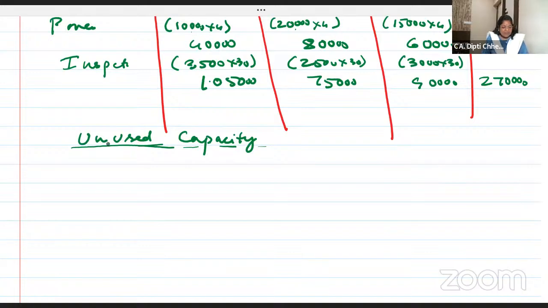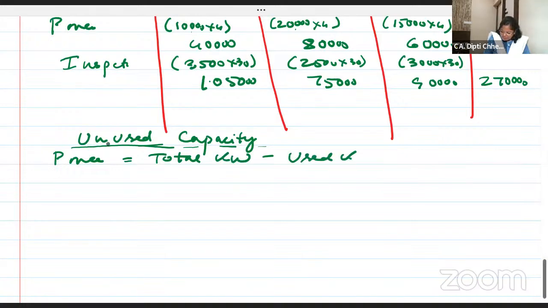Yeah. So unused capacity is given to you. First is power: total kilowatt minus used kilowatt. Total kilowatts available are 55,000. Used is 45,000. So 5,000 kilowatts are unused. That's power.